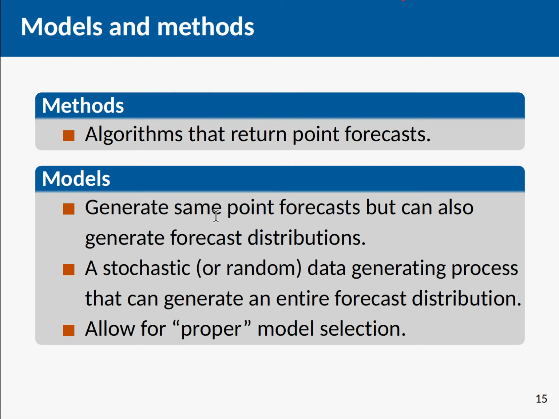This has an advantage where the stochastic or random data generating process that is generating an entire forecast distribution can allow for proper model selection. You know, when you're reporting a point forecast, what is the uncertainty associated with each point forecast? Okay, and you'll be able to see this in an example.